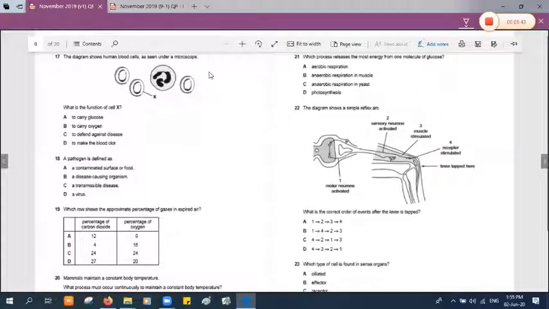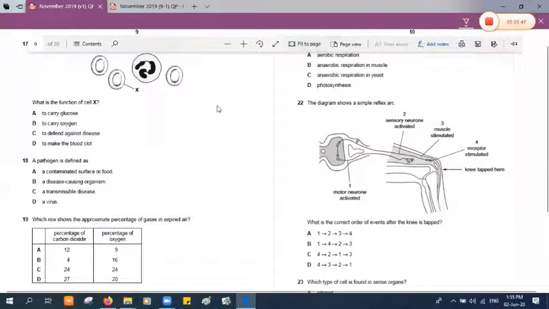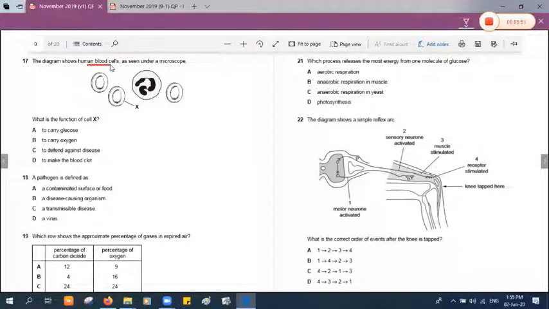Question 17. The diagram, yes, this is better. The diagram shows human blood cells as seen under microscope. What is the function of cell X? Okay, here, B, excellent, excellent. Of course, Jana and Rahma, because this is a red blood cell. Okay, let's move to 18.